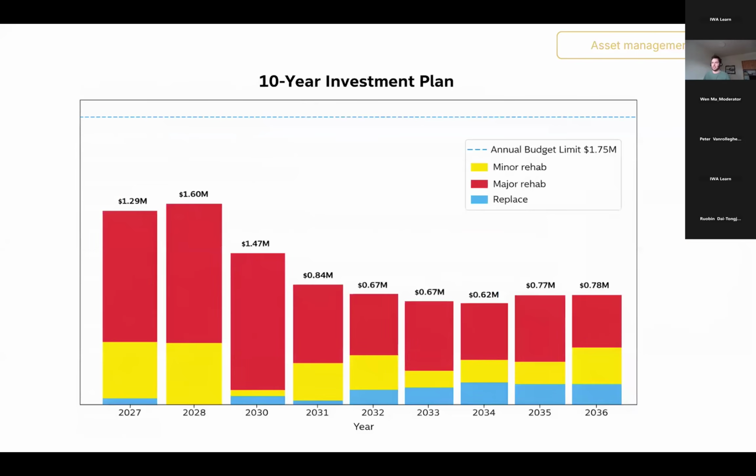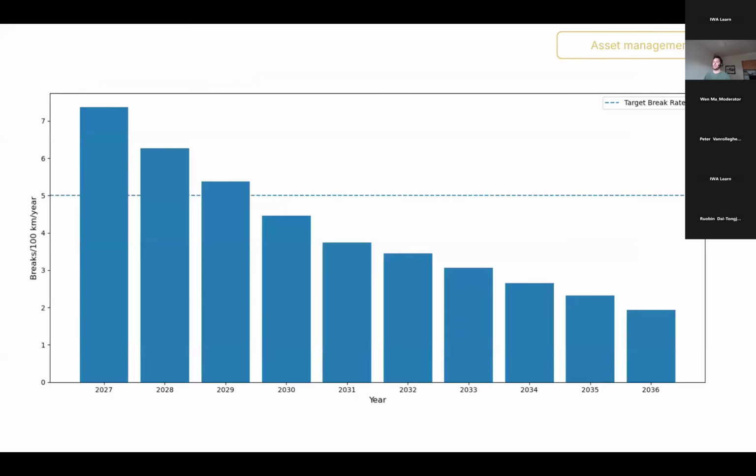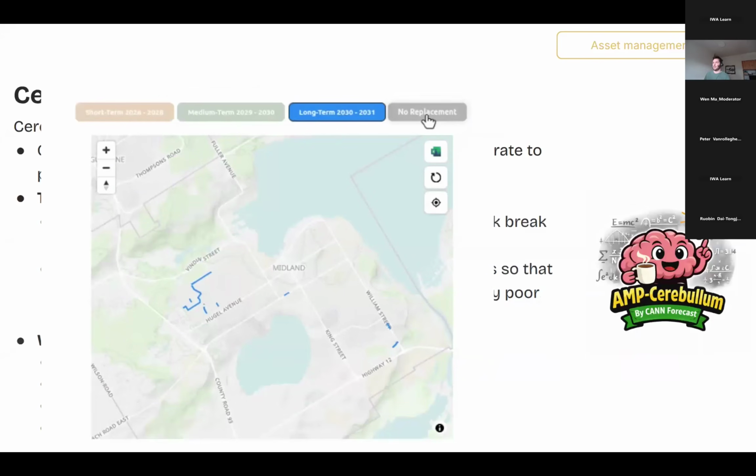This is more of a statistical approach, but we added AI to it to make it more precise. So this is, for example, a 10-year investment plan from one of the users. This is what I need to do: replacement, minor rehab, major rehab, and then you see your plan over 10 years. And this is the effect on your target break rate. I'm going to get fewer and fewer breaks as you invest that money. And then at the end, here is what they can see.